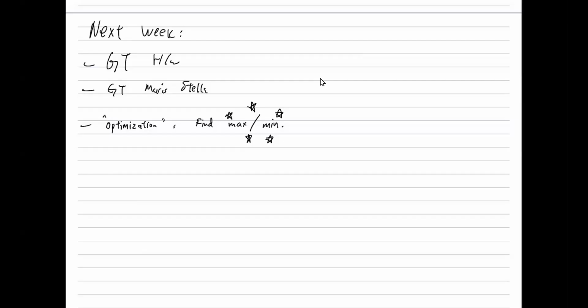Okay, let's take a look. So this was the plan I mentioned last week, right? Go through the homework, go through the rest, optimization, find maximum, minimum. You can see the screen. This topic I'm going to talk about now is the most important topic that you have to learn in engineering. It is known as optimization. Okay, optimization. Let's begin.